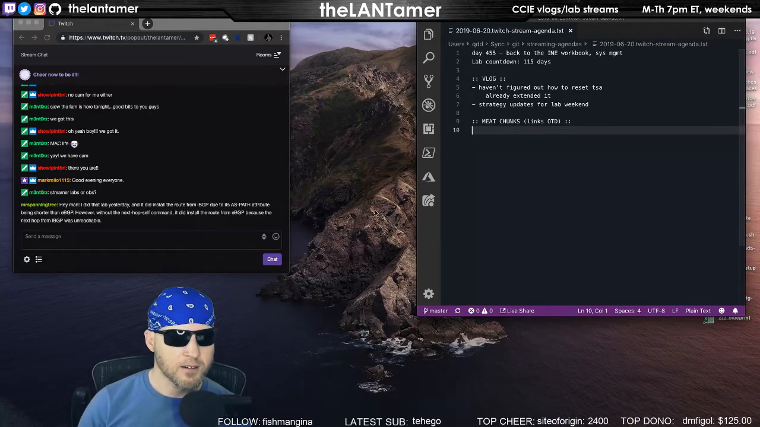Anyway, okay, Mr. Spanning Tree. Hey man, I did the lab yesterday, and it did install the route from iBGP due to its AS path attribute being shorter than eBGP. However, without the next hop self command, it did install the route from eBGP because the next hop from iBGP was unreachable. Ah, okay, interesting.